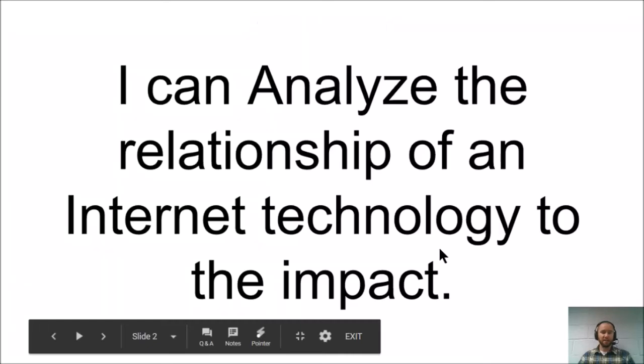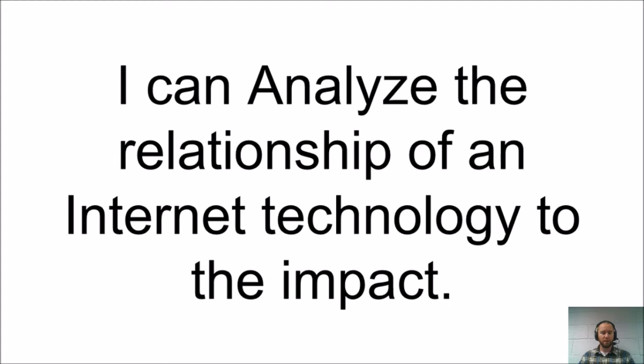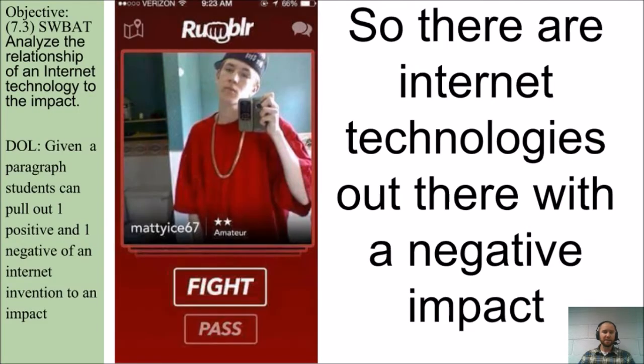The objective today is to analyze the relationship of an internet technology to the impact. So we're analyzing this relationship, and essentially today is the end of Unit 1, and what we're doing is just doing a practice for the performance task on the AP exam. So basically there are positive impacts and negative impacts. One right here might be an example of a negative.